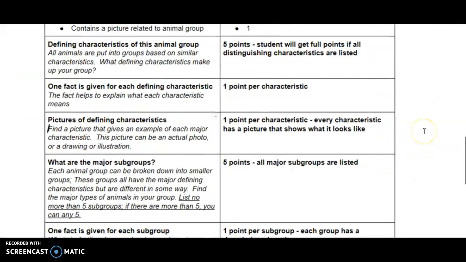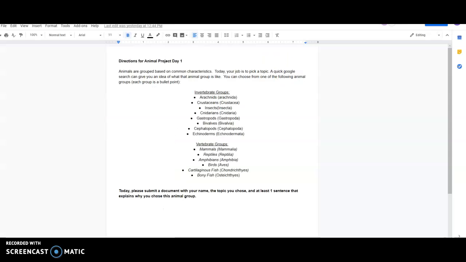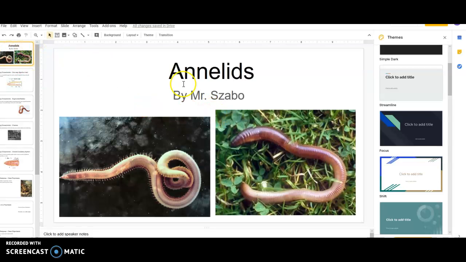So anyway, today, this is what you're working on for part 2. You've got to take your animal group. Let's just go over the title slide real quick. This should be pretty easy. Put your name, put the group, throw up a picture of something related to that group. Great. So I made a project on the annelids here.